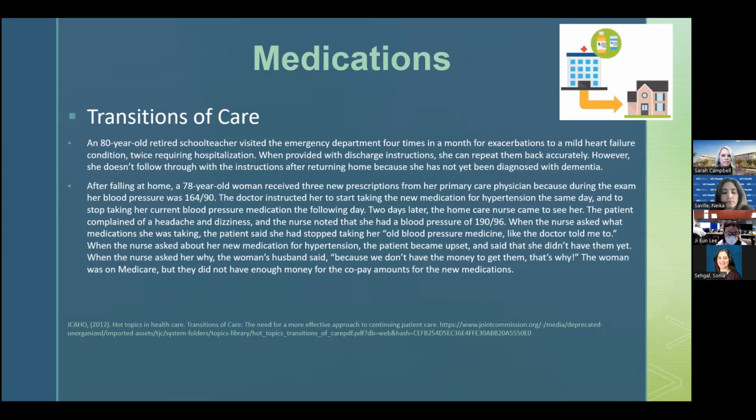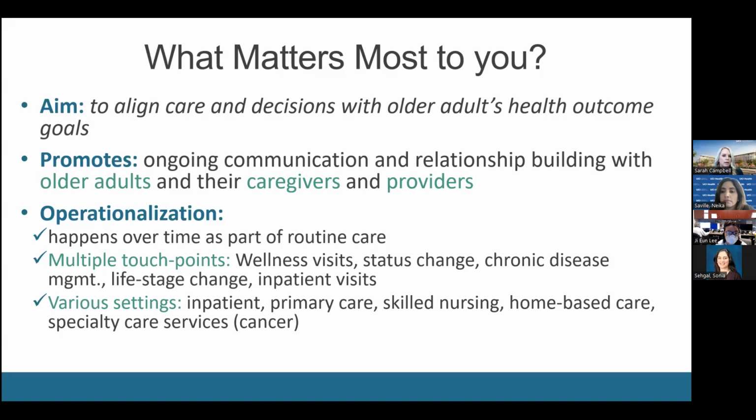So these are some examples of when things get missed, or when there are issues with transitions in care. What matters most to you? So this is the fourth M, and the aim really here is to align care and decisions with older adults' healthcare outcome priorities and goals. And this promotes ongoing communication and relationship building with older adults, caregivers, and the providers.